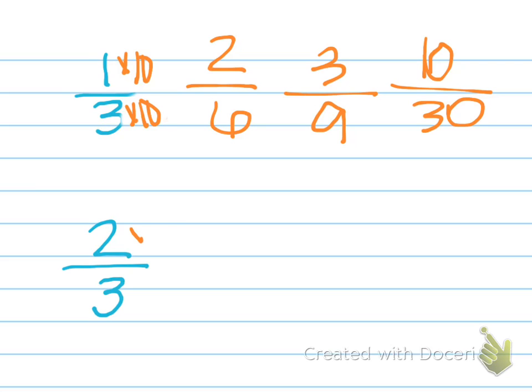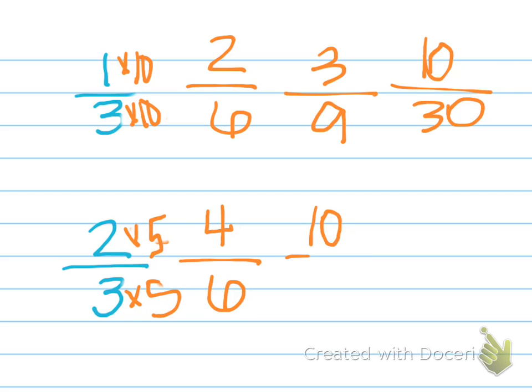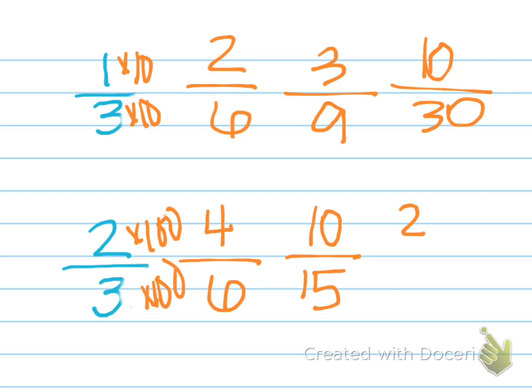So same with the bottom. The second one is 2/3. So if we want to multiply them both by 2, 2 times 2 is 4. 3 times 2 is 6. Or if we wanted, we could multiply them both by 5. 2 times 5 is 10. 3 times 5 is 15. Or you can multiply them both by 100. 2 times 100 is 200. 3 times 100 is 300. All of those are equivalent fractions.